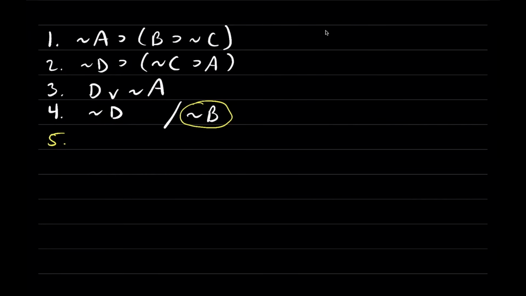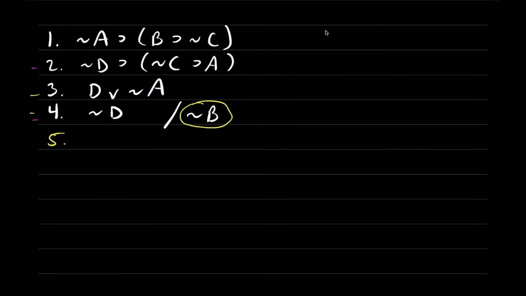You might notice that lines 3 and 4, right here and right here, match the form for disjunctive syllogism. So we could do a disjunctive syllogism right off the bat. But you might also notice that line 2 and line 4 match the form for modus ponens. So you could do a modus ponens step. We'll probably have to do both of those steps, so it doesn't really matter where you start.